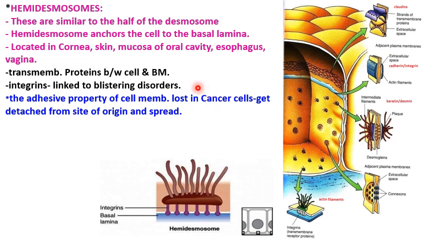So the blistering disorders are all linked to the integrins. The adhesive property of the cell membrane is lost even in cancer cells. These integrins are lost, so that cell will get detached, and then it traverses through the blood, lymph, and then it may get deposited onto another site. That's how it promotes the spread of the carcinoma, that is the cancer. So that is what hemidesmosome is about.